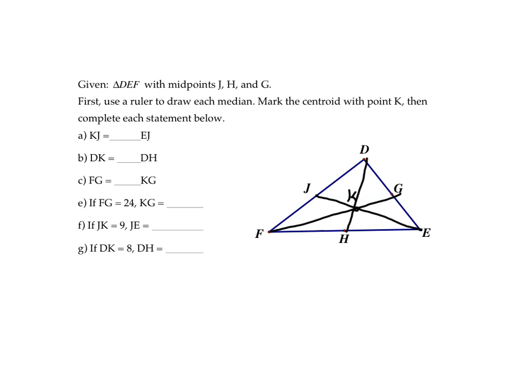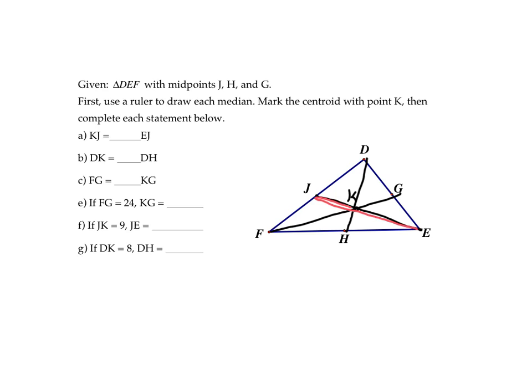Okay, so now we're going to use that centroid theorem to answer each of these questions. In here we're asked to compare the length of KJ to the whole length of EJ. Remember that the medians, when they intersect at the centroid, split them all up.